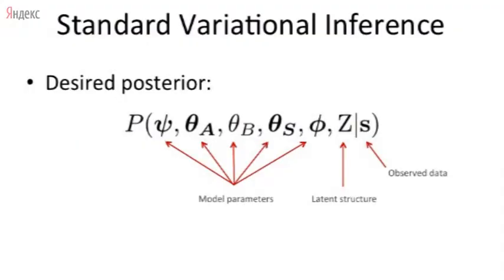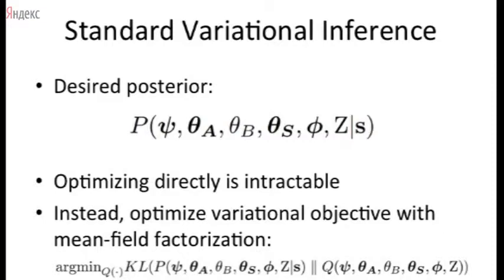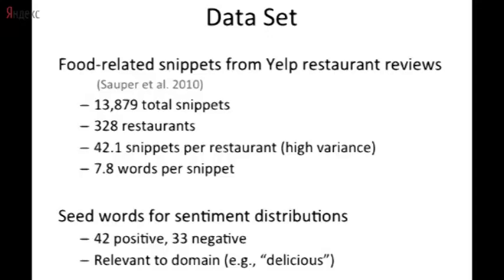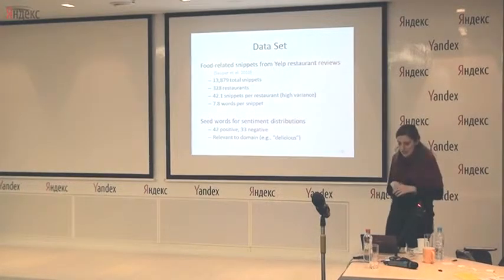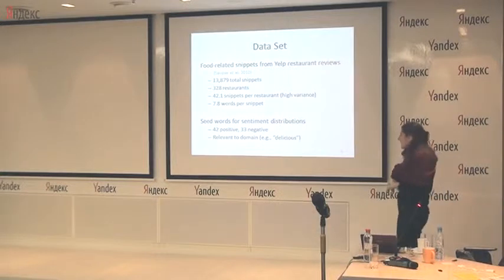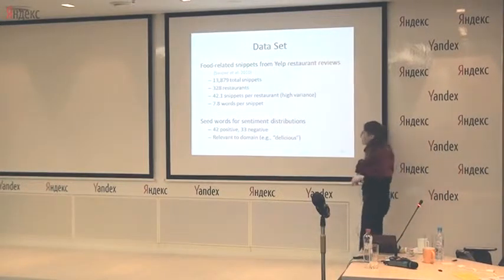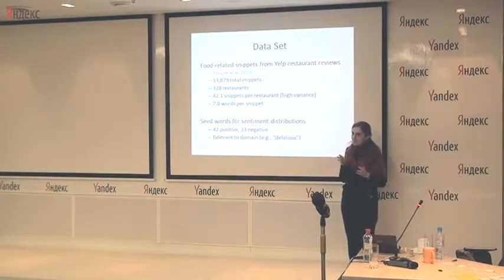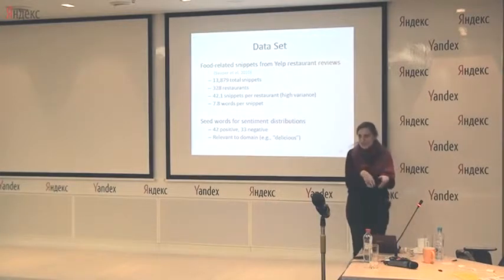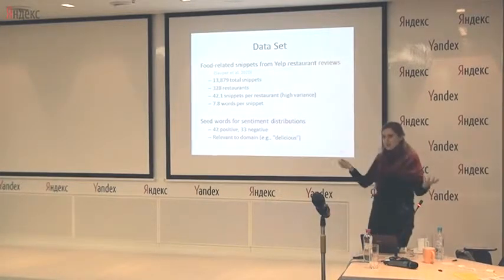As usual, this posterior is intractable, and we're just using standard variational techniques to deal with this issue. To test the system, we again collected Yelp restaurant reviews, the same restaurants, and we augmented them a bit. And then there was a bit of manual work here. We seeded a set of positive and negative words that we knew are true for the restaurant domain. We didn't work hard on it, we just looked at the data and decided.